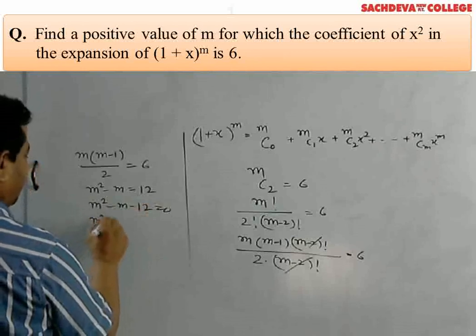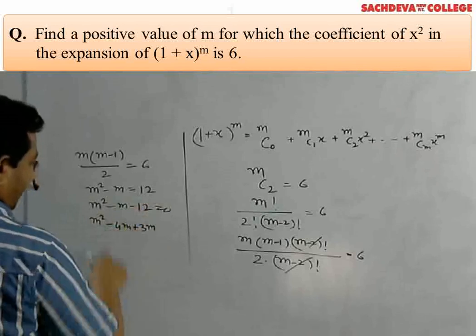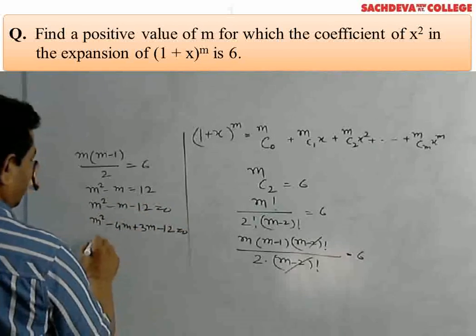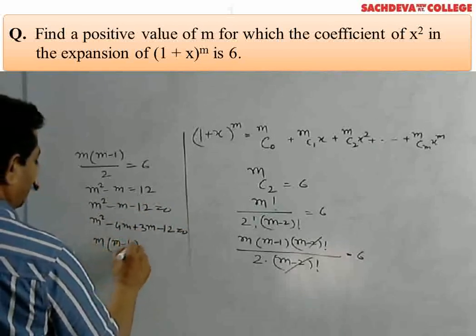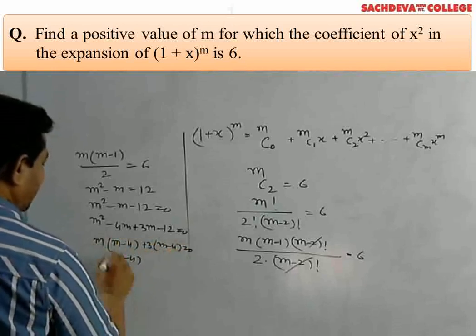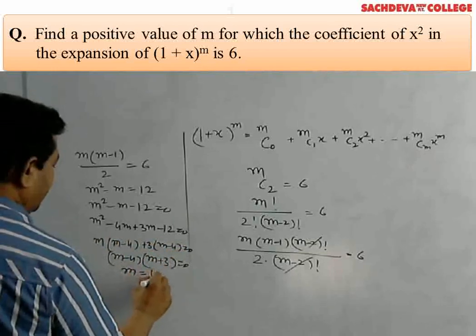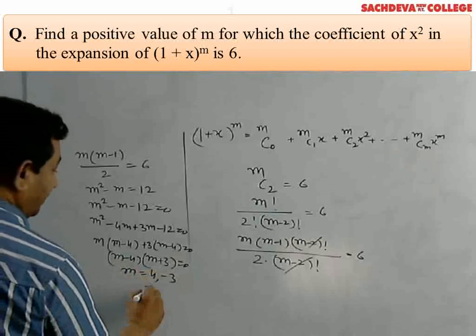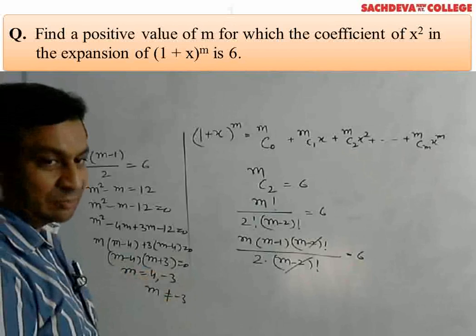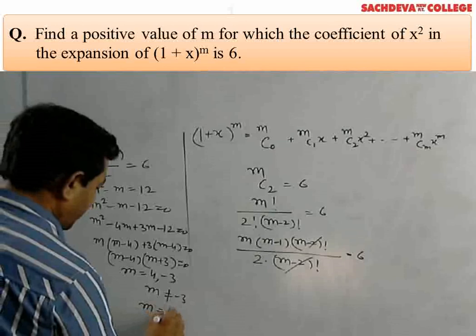So m square minus 4m plus 3m minus 12 is equal to 0. So m is common here, it means m(m minus 4) plus 3(m minus 4), so m minus 4 is common, and (m minus 4) into (m plus 3) is equal to 0. So m will be equal to 4 and minus 3, but m cannot be minus 3 because given that m is positive, so the value of m is 4 here. So the answer is 4.